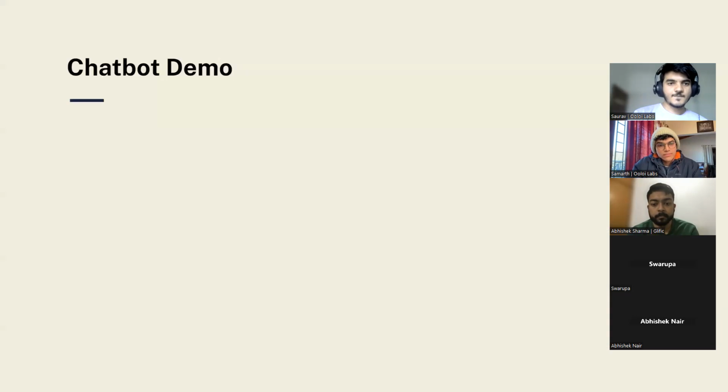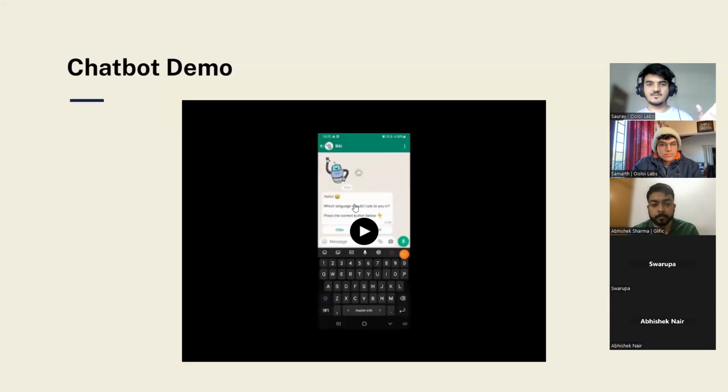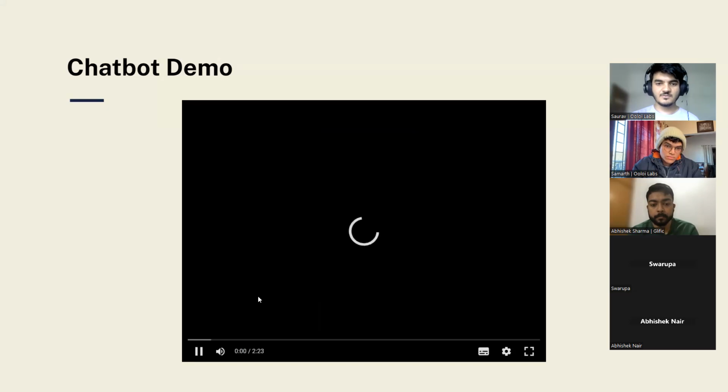Yeah. So we'll quickly see a demo of what the chatbot looks like, and then we'll talk over some of these principles and the aspects that we've been talking about.